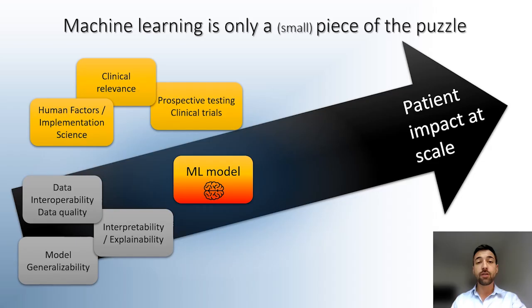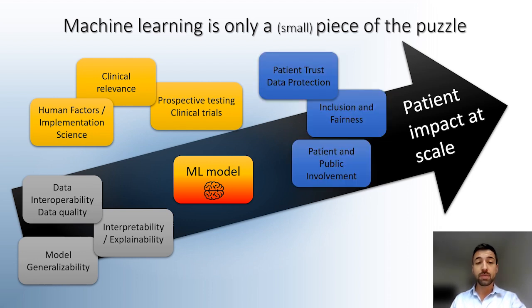There are a number of technical challenges when trying to do this. Think about data interoperability. Think about data quality. Think about generalizability. If you train a model in the US, how do you know it's going to work in India or China? What about interpretability? Many of those models still behave as black box.